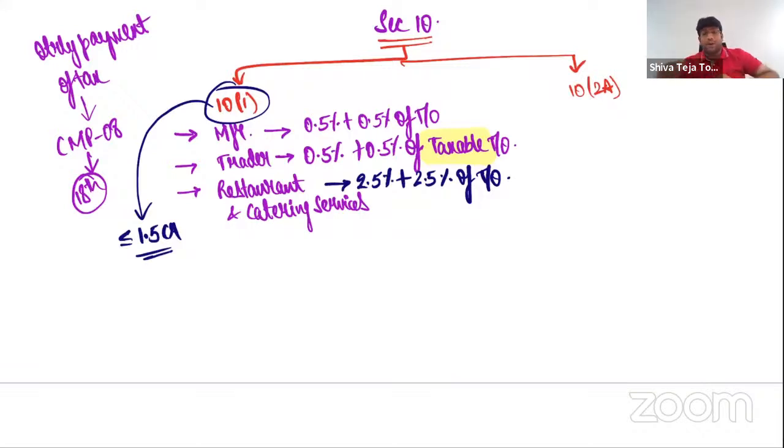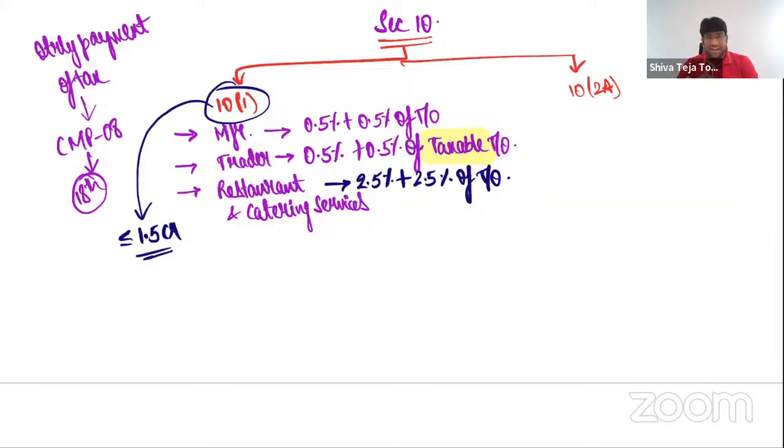Clear, friends? An important point to be noted is that there are 2 ways a person can come into composition scheme. One, at the time of applying for registration. Second, somebody is already registered under GST law, but one fine day he says, I want to go from normal to composition scheme. Law says you can convert from normal to composition scheme, but you have to apply before the start of the financial year.